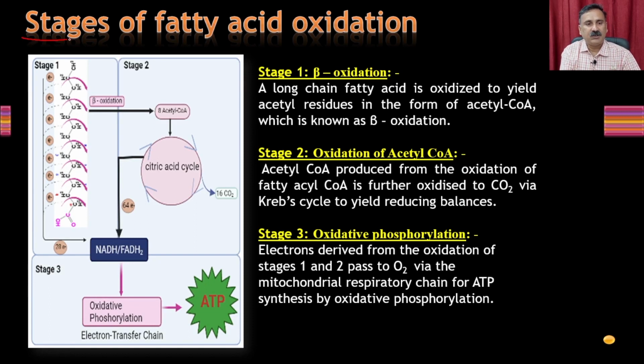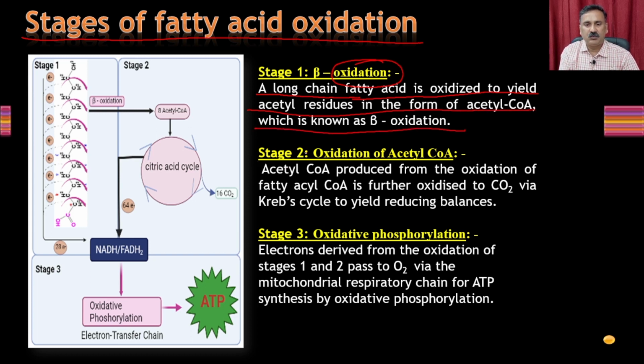So the stages of fatty acid oxidation. In beta oxidation, you have three stages. The first step is the oxidation step, where a long-chain fatty acid is oxidized to yield acetyl residues in the form of acetyl CoA, which is known as beta oxidation.